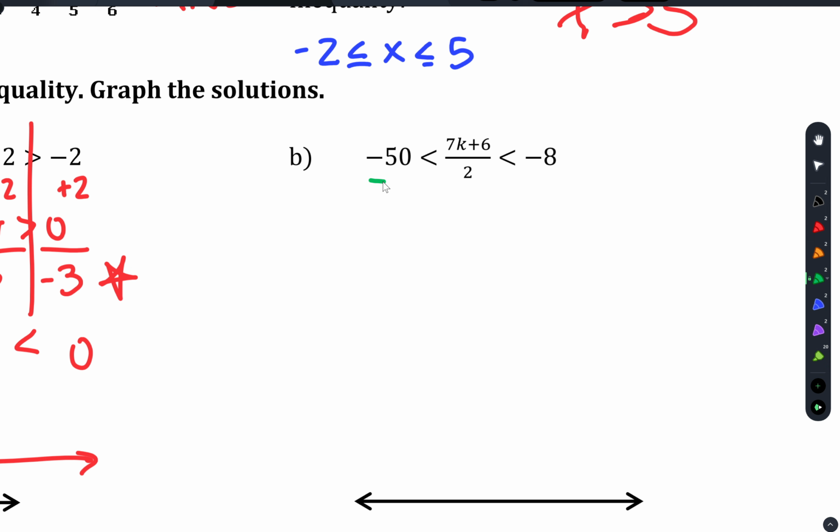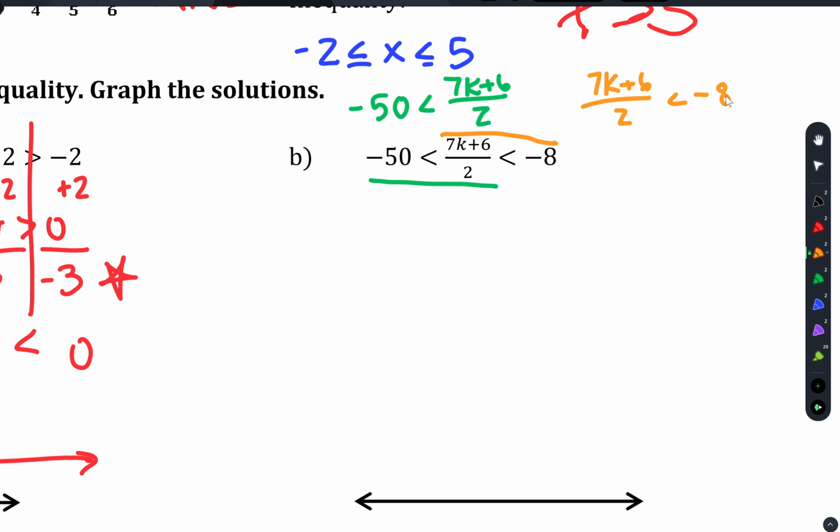When I split it, I'm going to take everything on the left side. So negative 50 is less than 7k plus 6 over 2. And then I'm going to take everything on the right side. So 7k plus 6 over 2 is less than negative 8. And I could solve those 2 things separately if I put an and in the middle, which I probably should have. Right? That's how I can solve them separately. So if that makes sense to you, then that's the way you should do it.